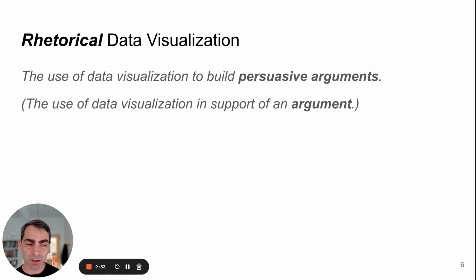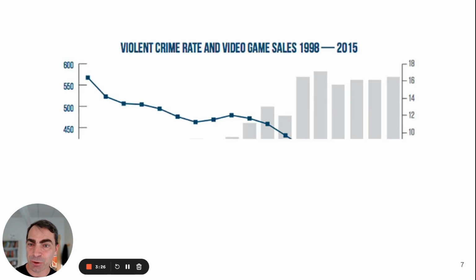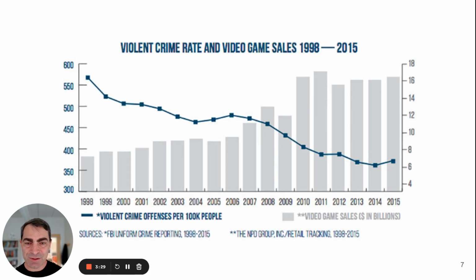Really important. Often we want to provide support for our arguments through data. That's one of the most powerful things about data, right? We like to talk about facts coming from data. And the idea here is that rhetorical data visualization is the use of data visualization in support of an argument. And this happens all the time. It happens in journalism, in business, in marketing, in politics a lot, in science, pretty much everywhere. So it's very important.